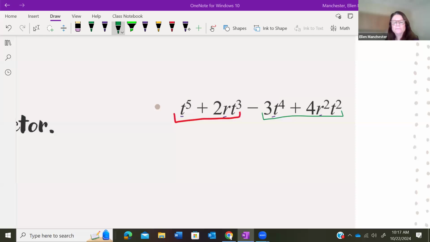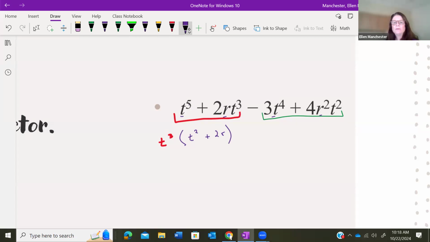I'm looking at this, and I go, okay, what is in common just between the first 2 terms? So what can I factor out of the first 2 terms? Okay, t to the 3rd power. So the t's are in common. And then what's left is t squared plus 2r. Everyone see it? And then again, I can check. T cubed times t squared is t to the 5th. T cubed times 2r is 2r t to the 3rd.